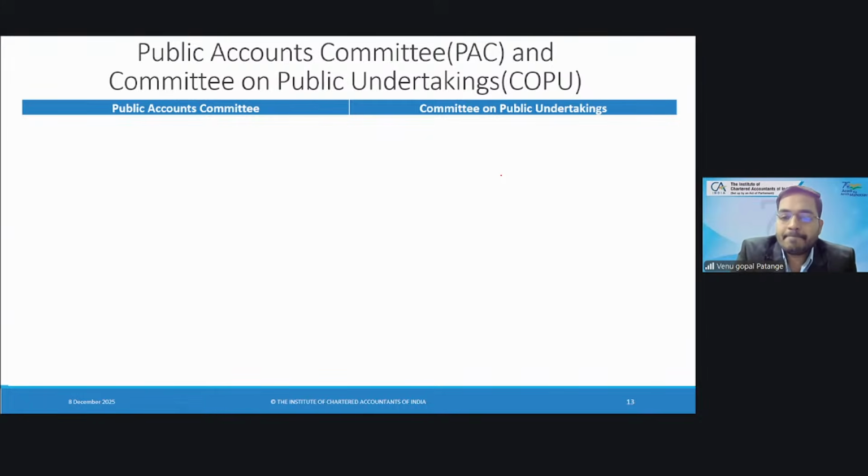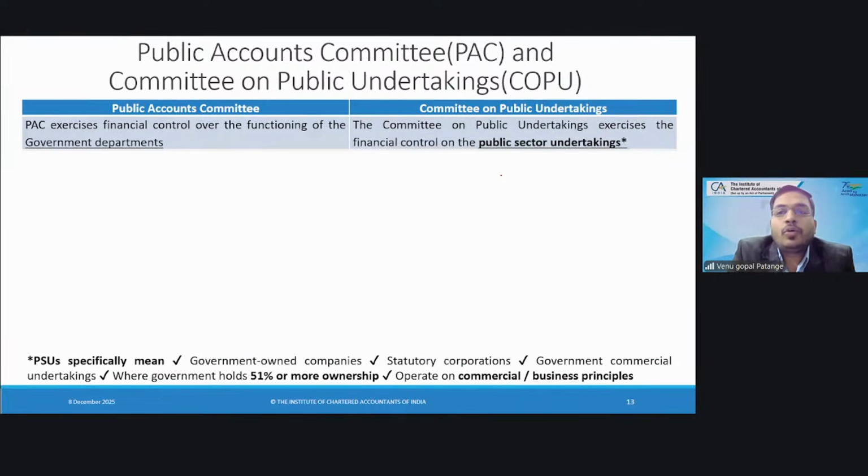So let us see this. The first distinction: here we are reading 3 questions. We are reading the functions of each committee and the differences between both committees. The function of PAC is to exercise financial control over the functioning of government departments. The function of COPU is to exercise financial control over PSUs.